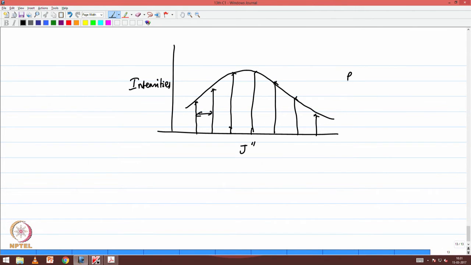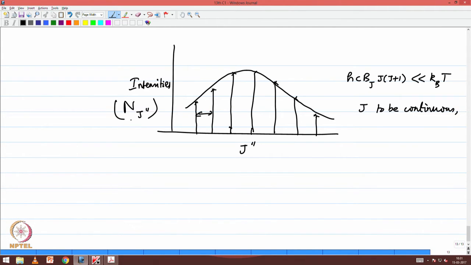Because this energy hcB J into J plus 1 is much less than kBT, let us take J to be continuous, and if you want to look at the number of J double prime, which is proportional, the intensity is proportional to the number, then what you need to do is to take this derivative dN of J double prime as a function of J double prime. Approximately, if you set this equal to 0, then you get an extremum for this function.